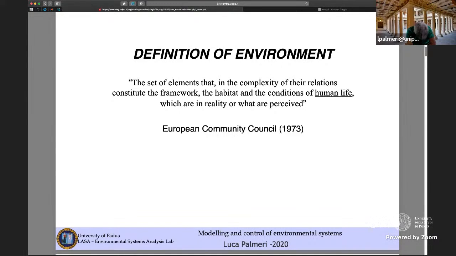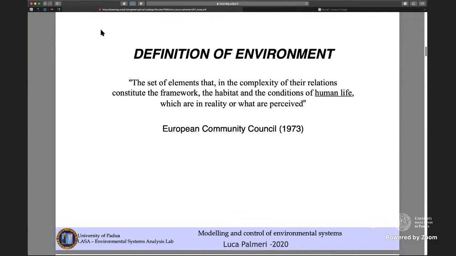One of the most useful, at least according to my understanding, is that provided by the European Community Council in 1973. That says that the environment is the set of elements that, in the complexity of their relations, constitute the framework, the habitat, and the condition of human life, which are in reality or as they are perceived.